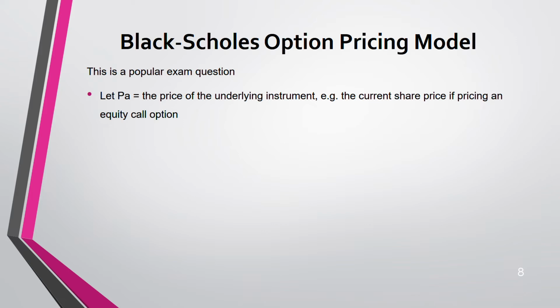Before you apply this in the model, understand what it means. PA, what is this PA? PA is the price of the underlying instrument. That means your current share price.